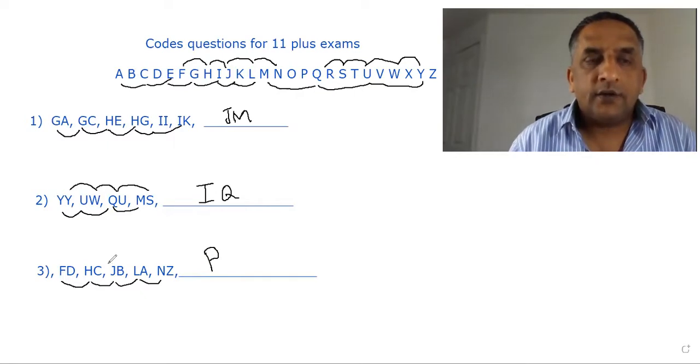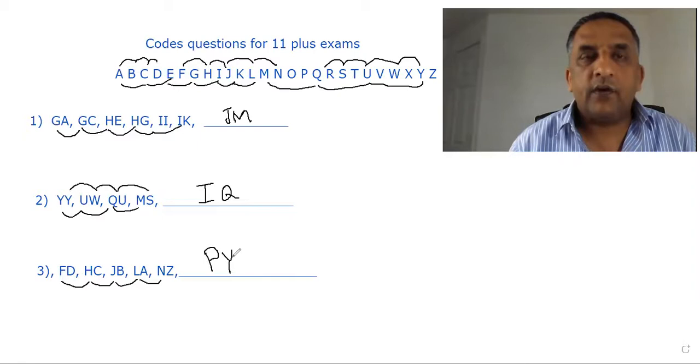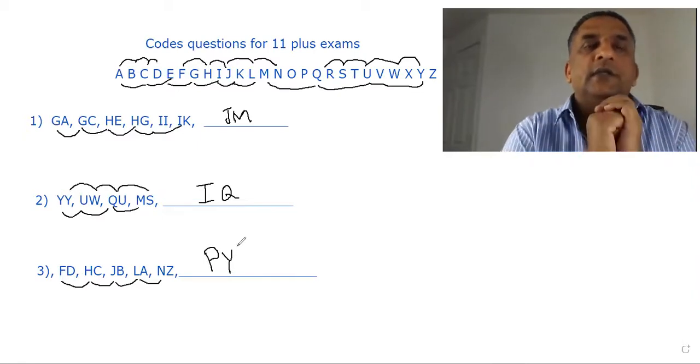Now the next one, D, C, B, A, Z. D is here, C is just behind this. After C is B, which is just behind this. Then after B is A, which is just behind B. And after A is Z, which is just behind this. And Z to Y is here. So this is how we answer these questions.